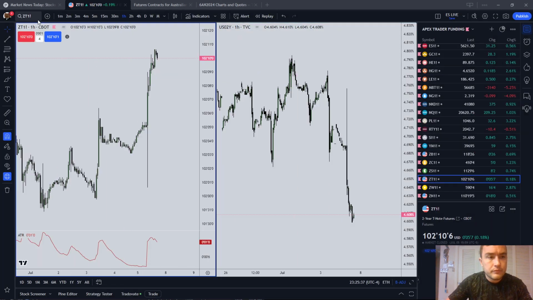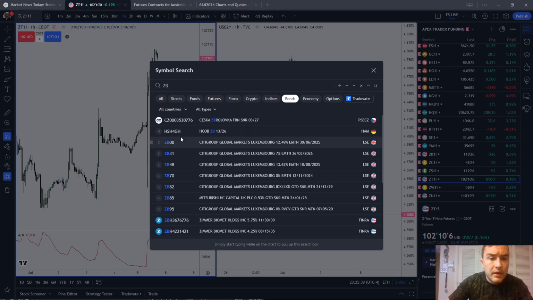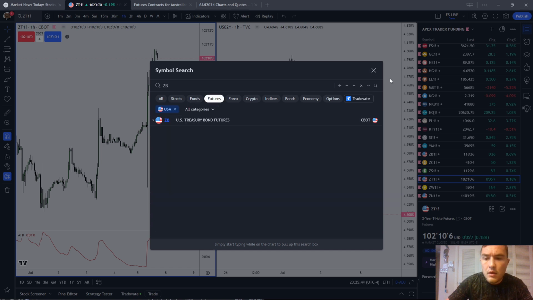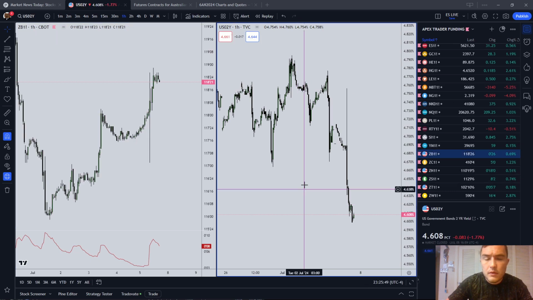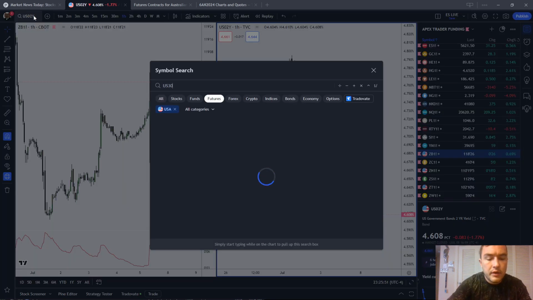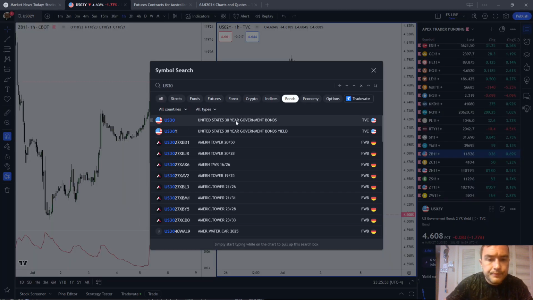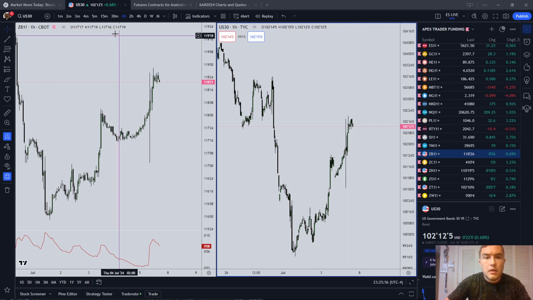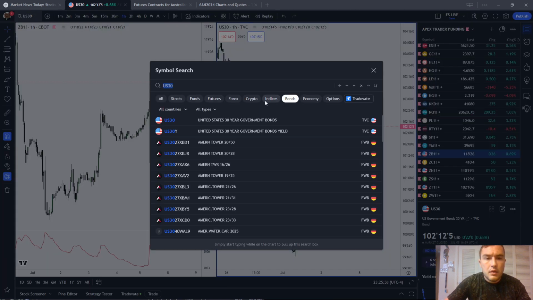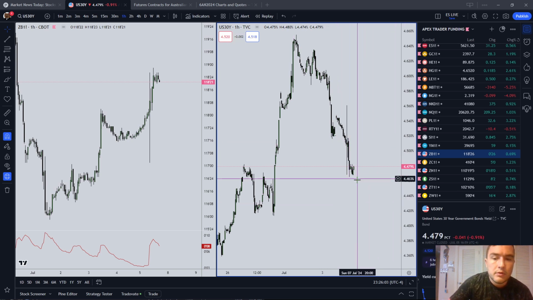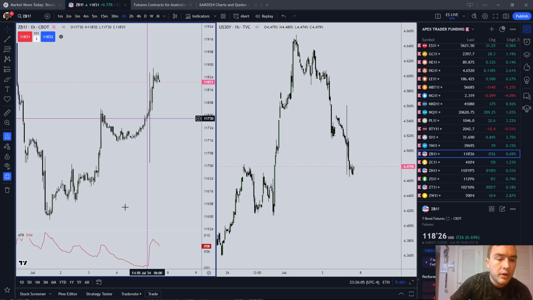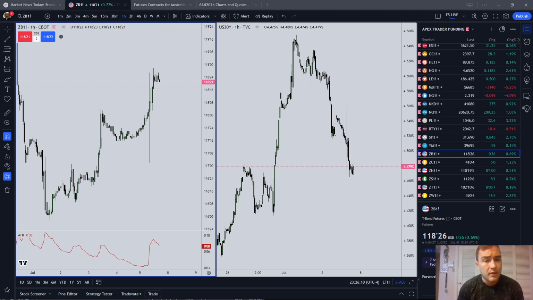Okay? So let's say that I go to the ZB. Here I'm going to put in ZB, and here I'm going to put in US 30 on the bonds. All right, notice that as the yield goes down, the 30-year goes up. So the futures are inversely correlated with the yield.